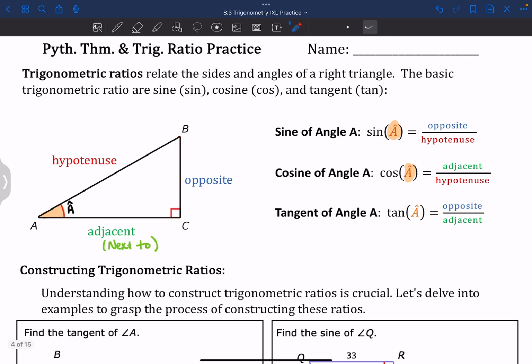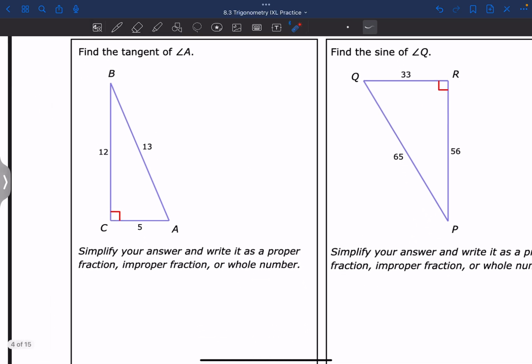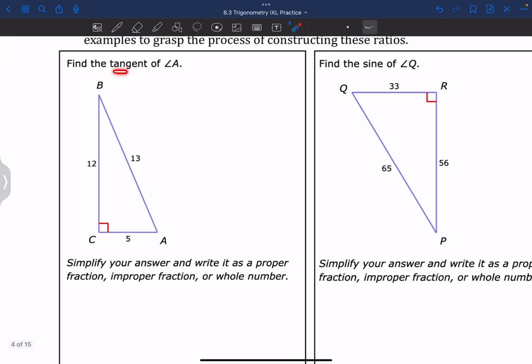So really that one's just dealing with the legs. What we're going to be doing is constructing the trig ratios. So they're going to give us a triangle, and we're going to construct the proper form for these trig ratios. Let's dive in and look at an example. The first one asks us to find the tangent of angle A.